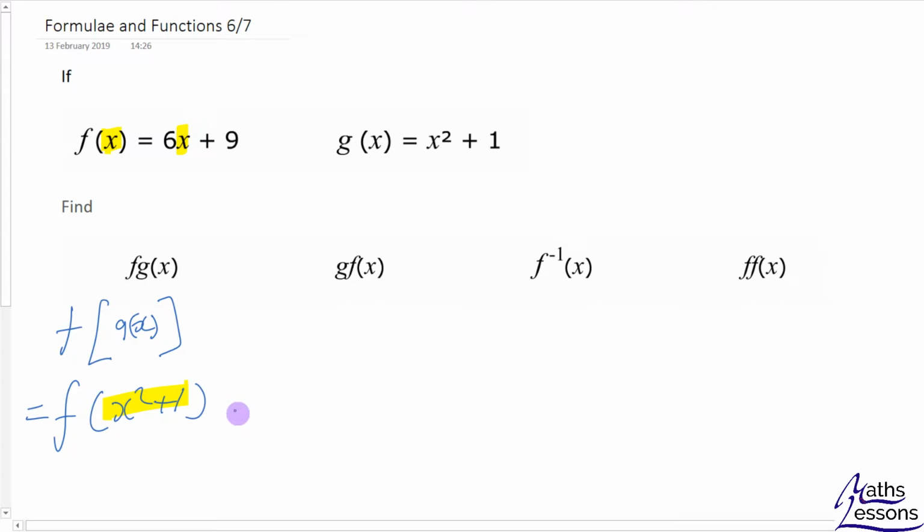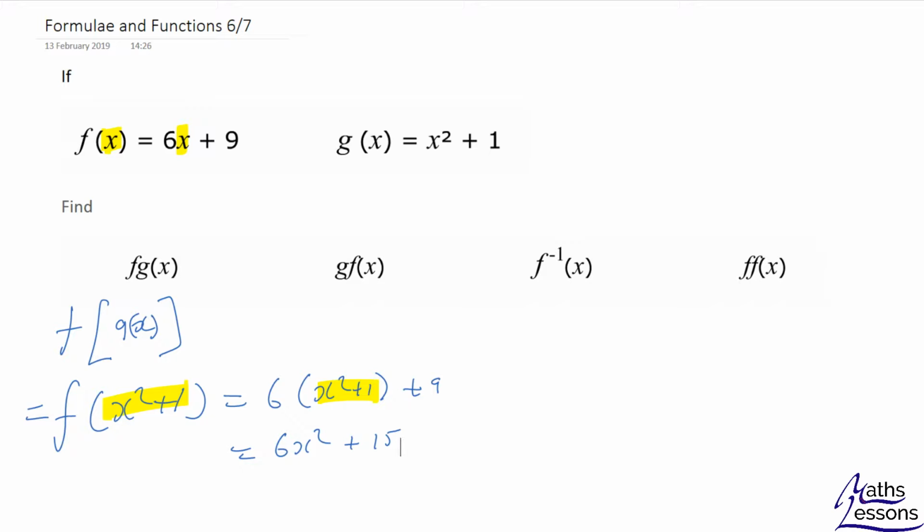So f of x squared plus 1 means we need to times that by 6, so 6 times x squared plus 1, then add the 9. So we've put that into the f. So we get 6 times x squared, 6 times 1 is 6, plus 9 gives me 15. Right, let's give you 30 seconds to have a go at the next one, gf of x.